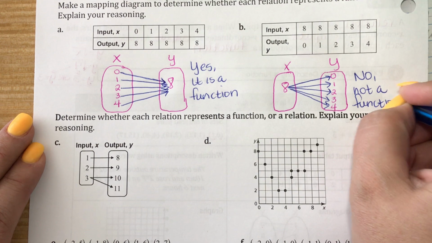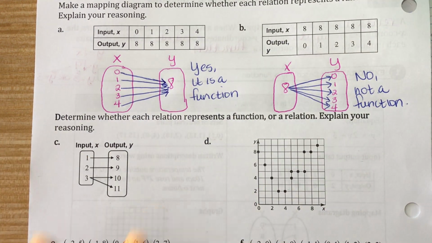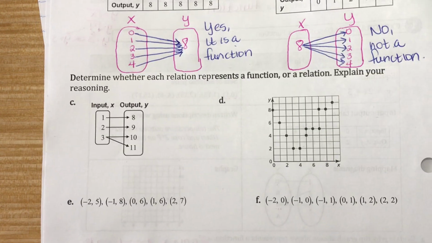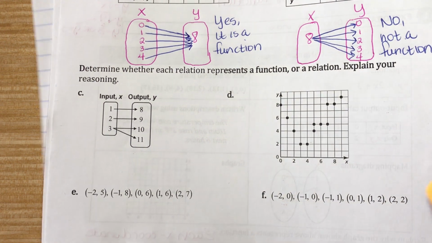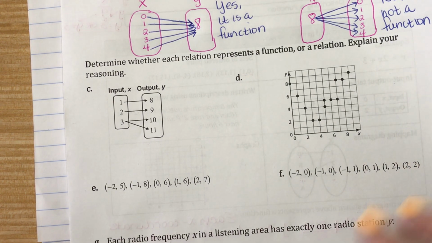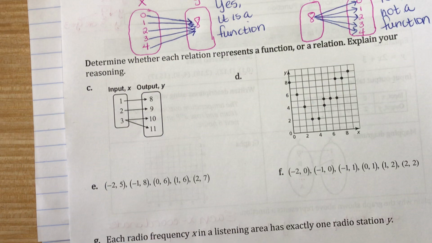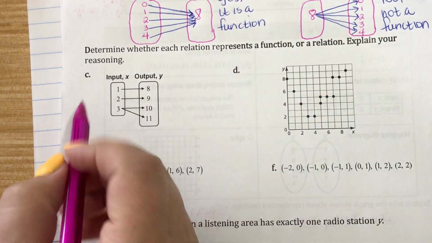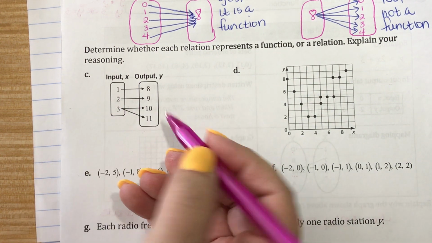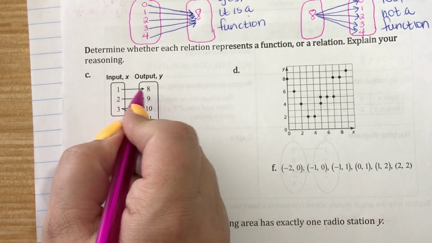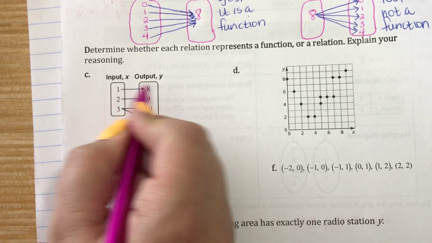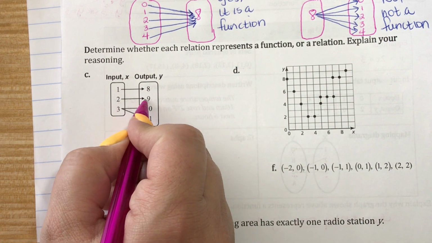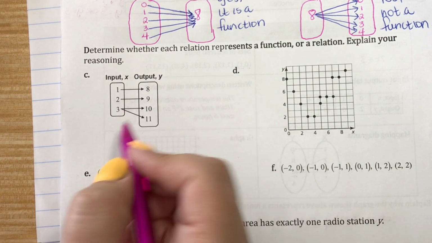Okay, so let's test that. Let's see how that looks. So determine whether each relation represents a function or just a relation. Explain your reasoning, okay? So if I look at a mapping diagram, remember what we're looking for. We're looking for situations where an input might have more than one output. Well, 1 mapped to 8 and only 8, so that's okay. 2 mapped to 9 and only 9, we're still okay.